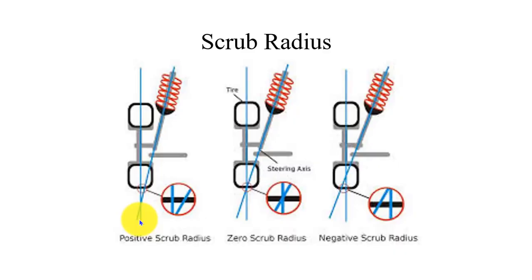Generally, the scrub radius is provided positive because a positive scrub radius will tend to make the tires toe out during turning, which will assist the positive camber during turning, which will provide stability to the vehicle, and it won't allow the vehicle to roll over.